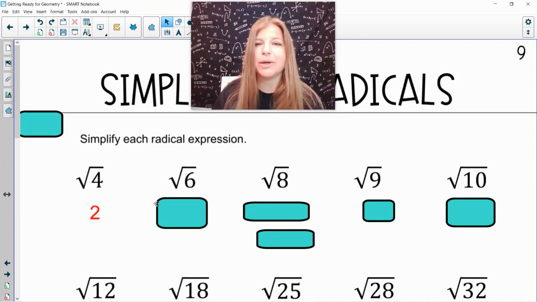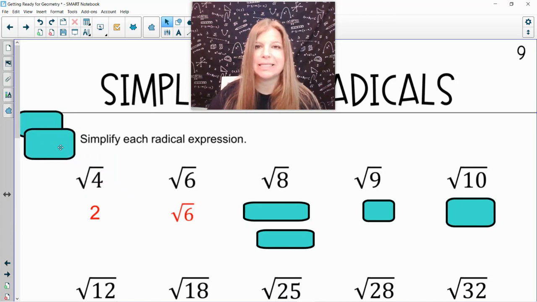Whereas the next one, square root of 6. 6 is not one of those perfect squares. And when I think about my perfect squares, I have to think about, can 6 be divided by any of them? Well, everything's divisible by 1, so 1's not going to really matter. But 4, does 6 divide by 4 nicely? No. And the next one's 9. So it doesn't look like 6 can be broken down any further. So square root of 6 is just radical 6.